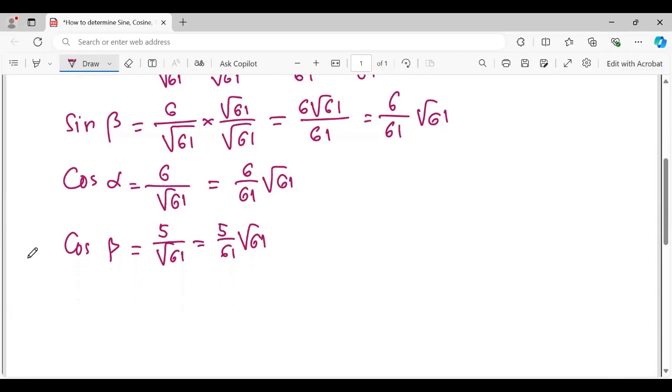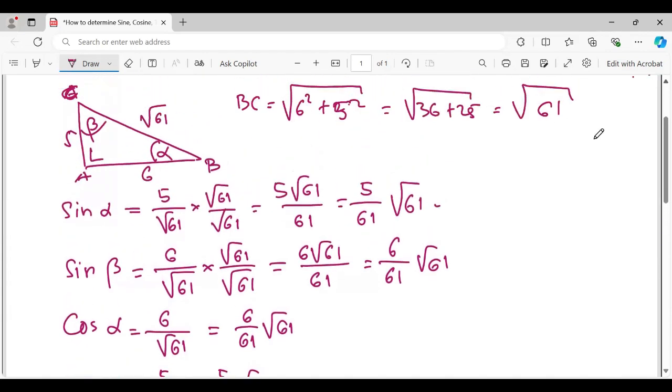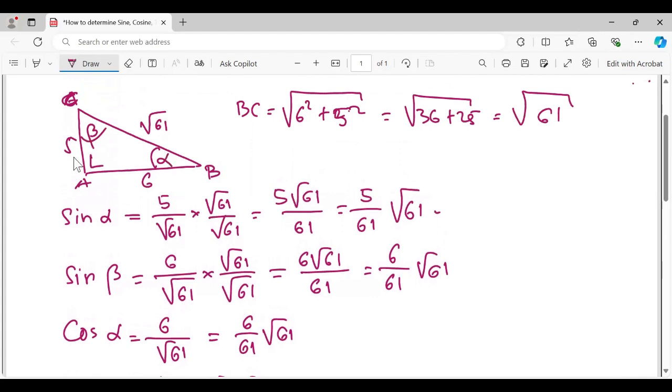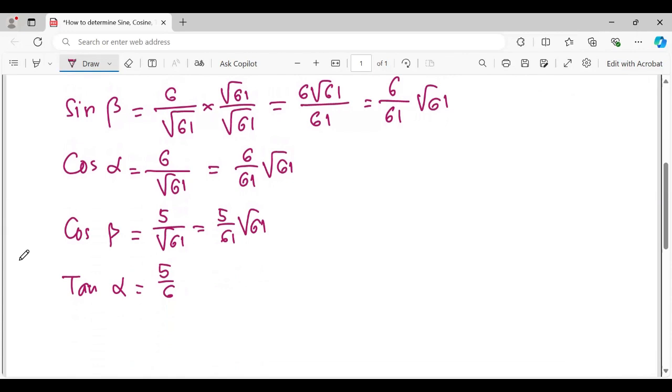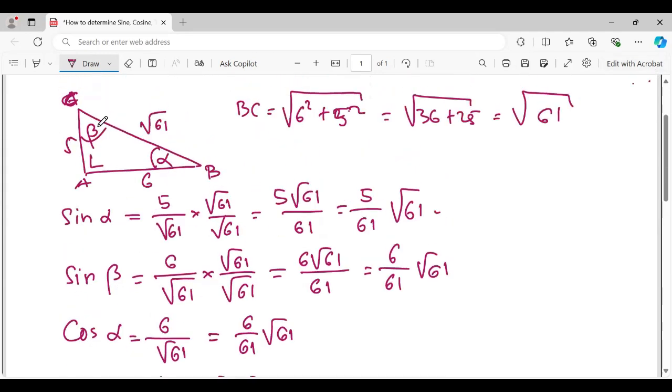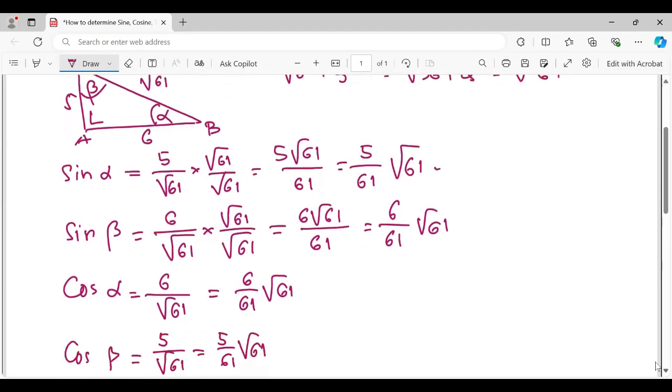Tangent. Tangent alpha is opposite over adjacent. This is alpha. It means 5 over 6. So tangent alpha is 5 over 6. How about tangent beta? This is beta, opposite over adjacent. Okay, so 6 over 5.